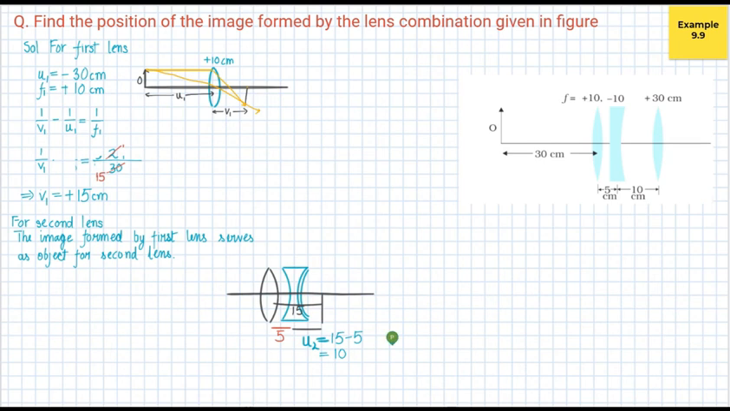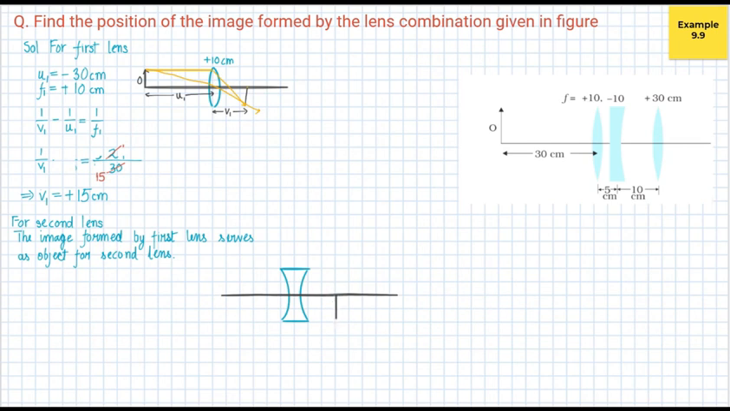So in this case, for your second lens, let me just draw your second lens. This is your second lens. For your second lens, this is your object, right?